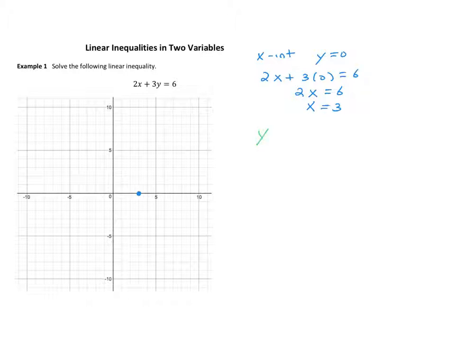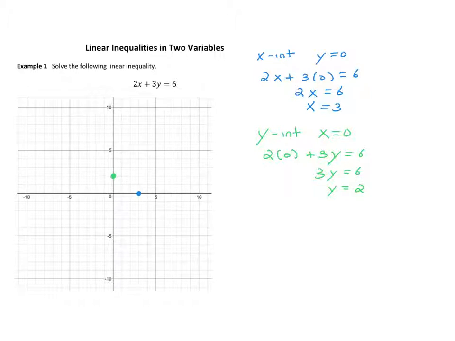And likewise, for the y-intercept, it would have to be that x is equal to 0. Again, going back to my equation, I'll put 0 in place of x and solve for y. We get that 3y is equal to 6, and therefore, after dividing by 3, y is equal to 2. So there is the y-intercept. Whatever this line is, it has to go through those 2 points.